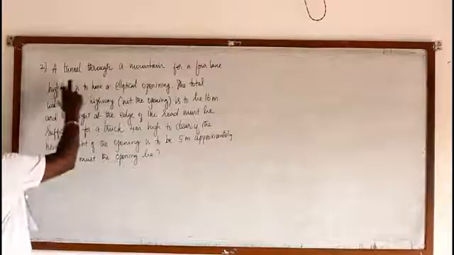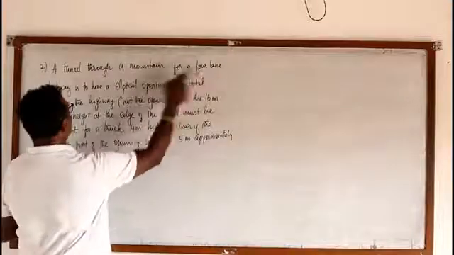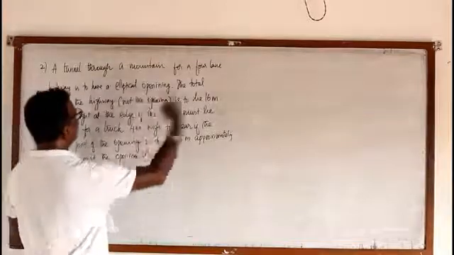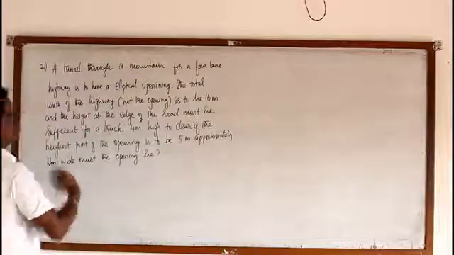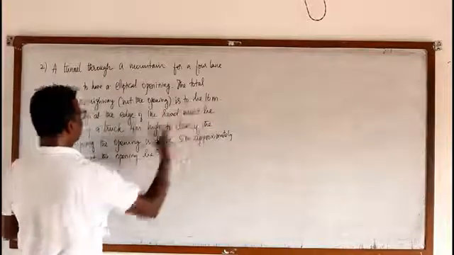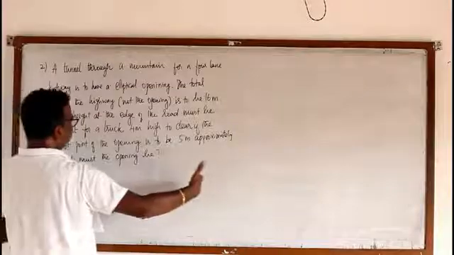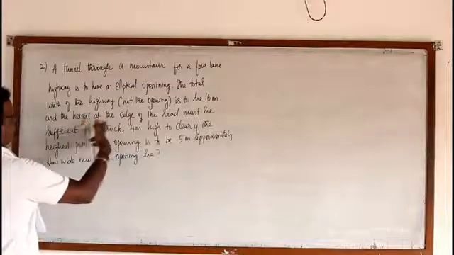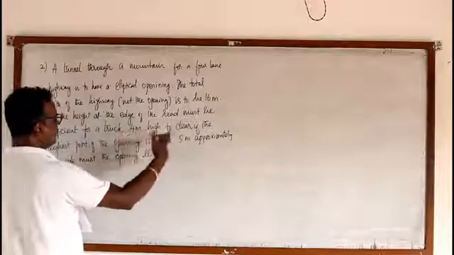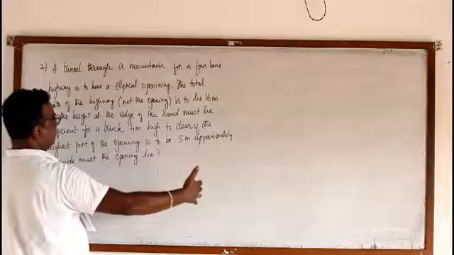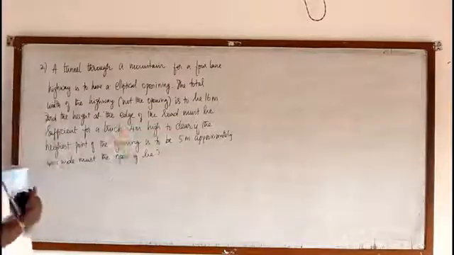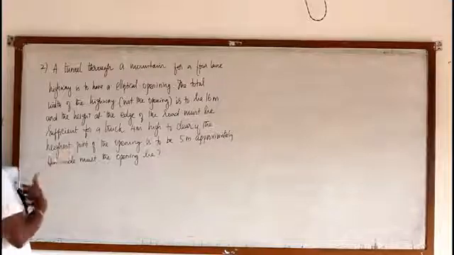Now, second problem. A tunnel through a mountain from a four-lane highway used to have an elliptical opening. So a tunnel is having an elliptical opening. The total width of the highway, not the opening, used to be 16 meters. So the tunnel opening must be 16 meters and the height at the edge of the road must be sufficient for the truck, a 4-wheel drive, to clear. So if it is a 16 meter opening, then a 4-wheel drive truck can enter into that elliptical tunnel.